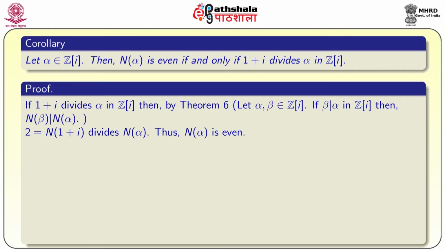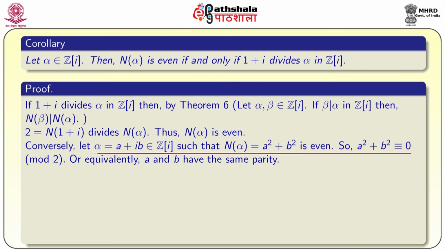If 1 plus i divides alpha in Z[i], then by the previous result we have that 2, which is equal to the norm of 1 plus i, divides the norm of alpha. So, 2 has to divide the norm of alpha. So, the norm of alpha is even. So, that direction is easy to see.